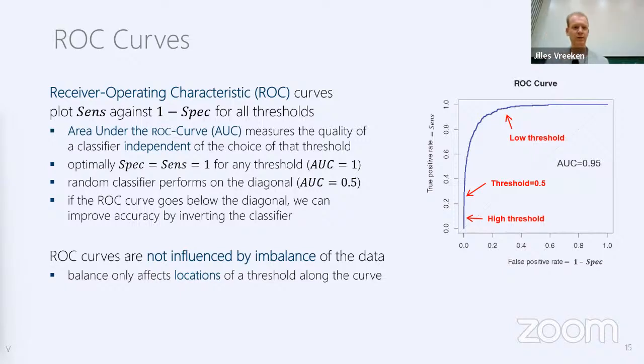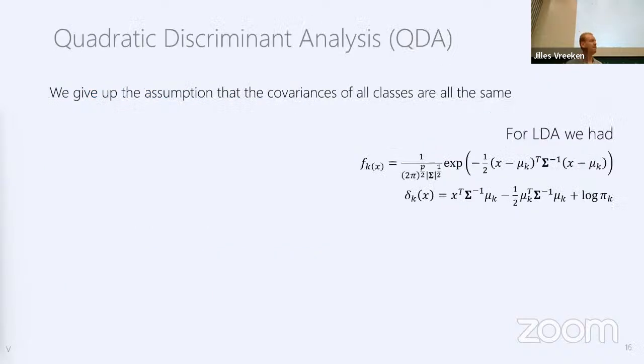So now I'm going to continue with the lecture. Linear discriminant analysis, well, linear schminier. Why don't we actually give up on the assumption that the covariances of all the classes are the same? Let's be a little bit more inclusive there. For LDA, the density function looked like this, and the discriminant just below. So the density and then the definition of the discriminant.